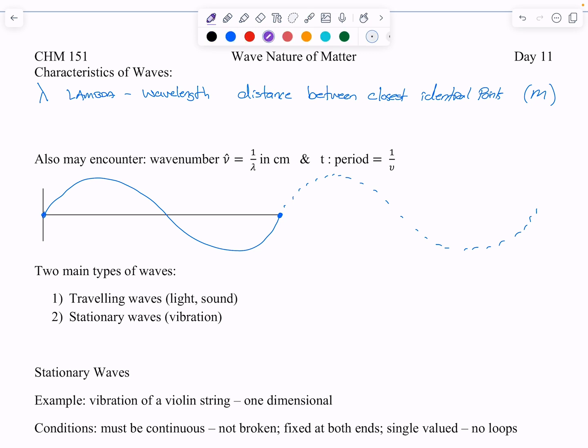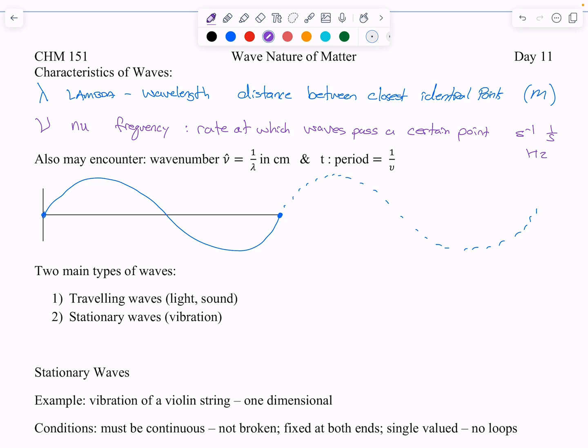Next up is frequency, nu. This is frequency, and this is the rate at which waves, if I could spell, pass a certain point. Units are per second, seconds to the minus 1, or 1 over seconds, hertz. So those are the waves.